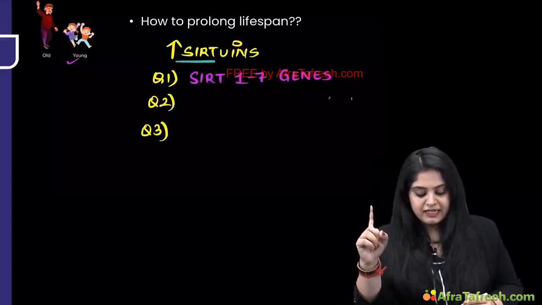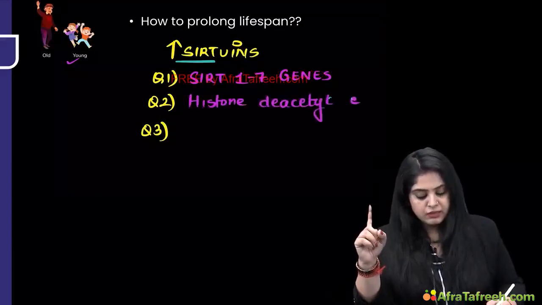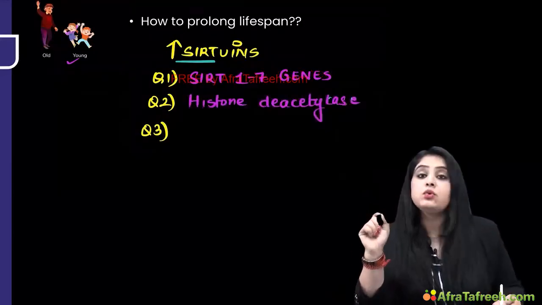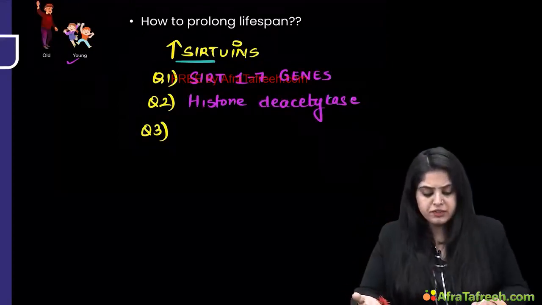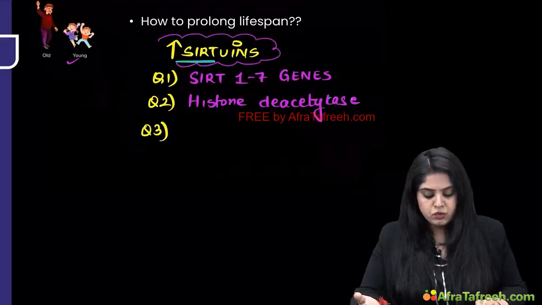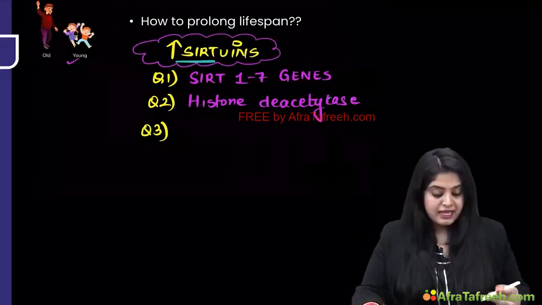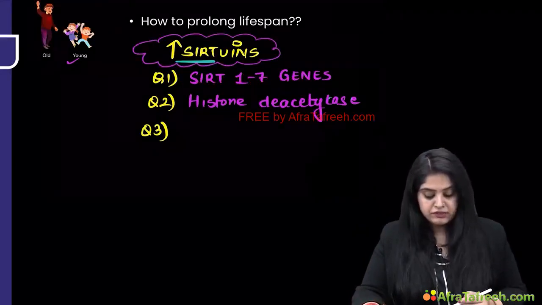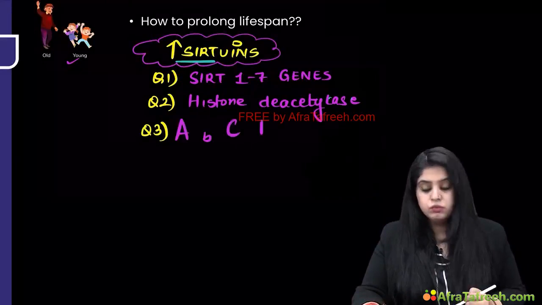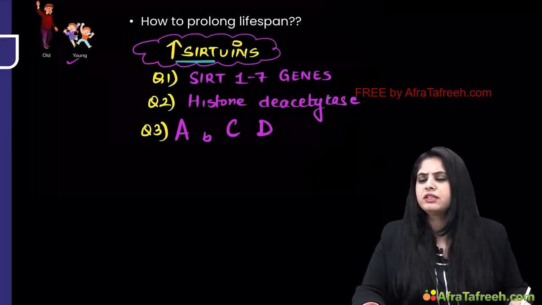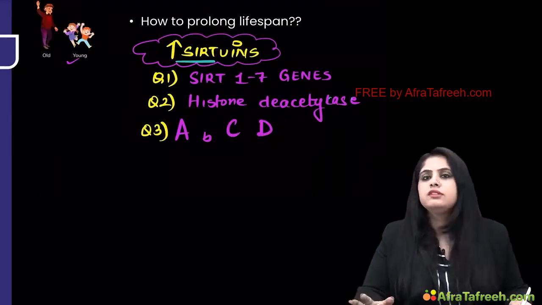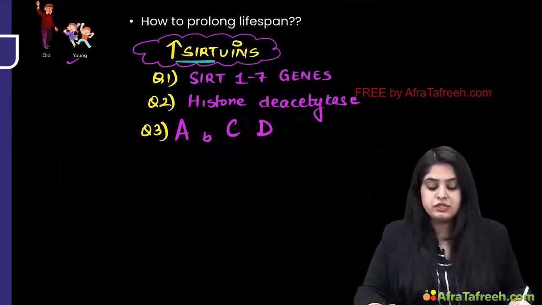Next, what exactly are those? If someone asks you what exactly is it? It is a histone deacetylase. This was a recent NEET PG question. Hota kya hai? What is a sirtuin? It is going to be a histone deacetylase. And next, if they ask you what is the most important use of sirtuins, so sirtuins have used A, B, C, D. I have only seen in the last 7 years, 4 or 5 times, that this question has come.